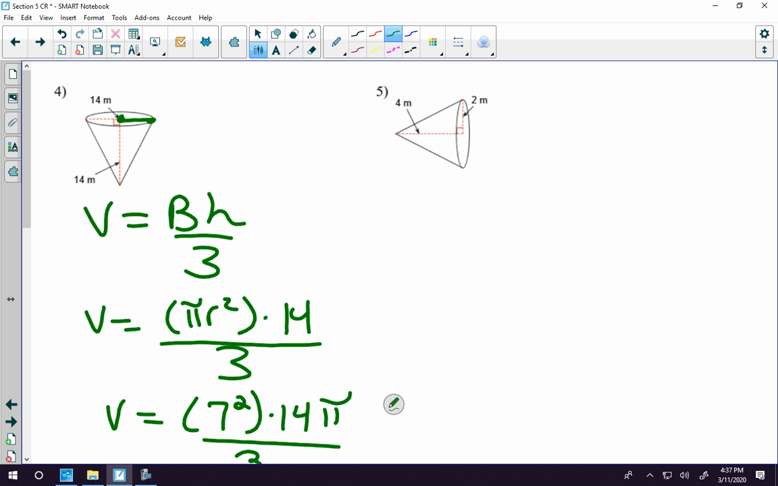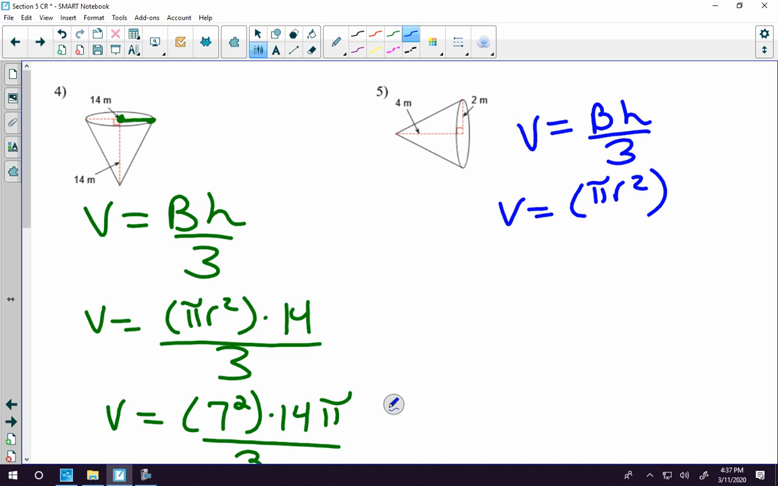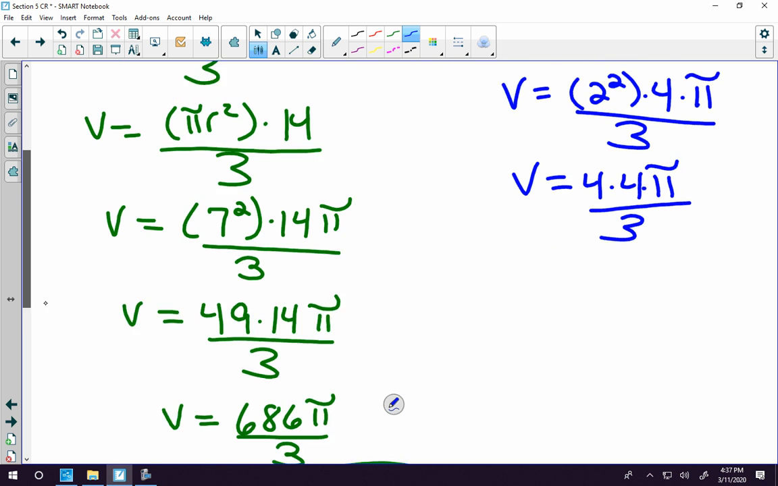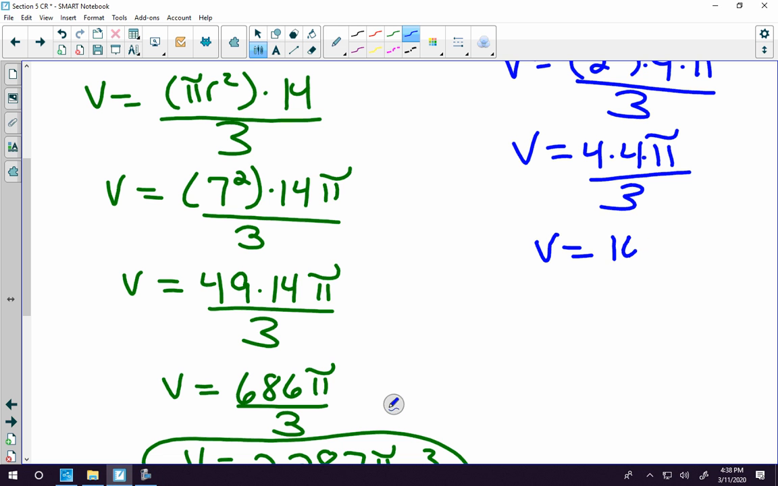Okay, number 5. Again, we're stacking circles. In this case, we're stacking them 4 high. We're dividing by 3. So we're stacking circles. And we're stacking them 4 meters high. A third. The radius of the circle is 2 meters. Okay, so we got 2 squared times 4 times pi divided by 3. So 2 squared is 4. Okay, times 4 times pi divided by 3. 4 times 4 is 16. So we got 16 pi over 3.